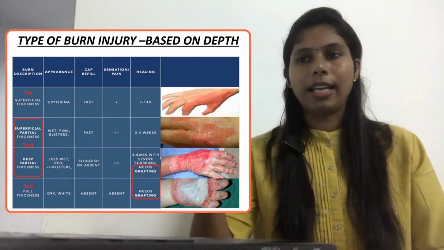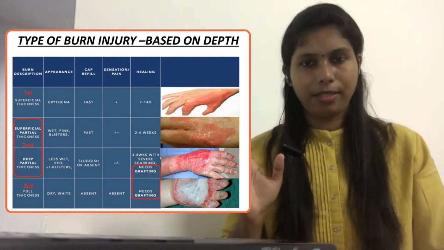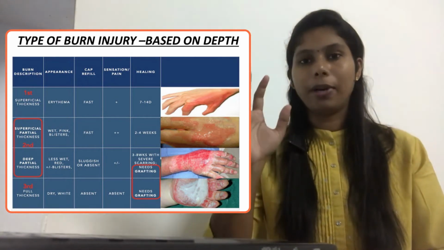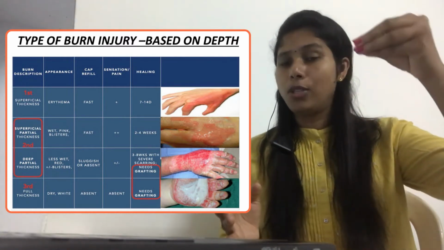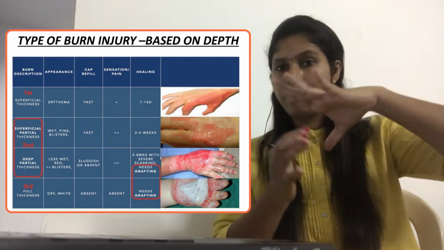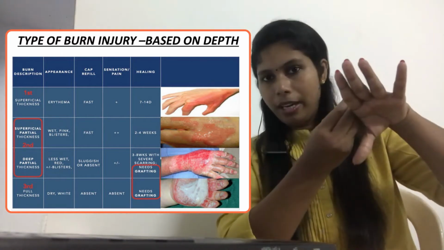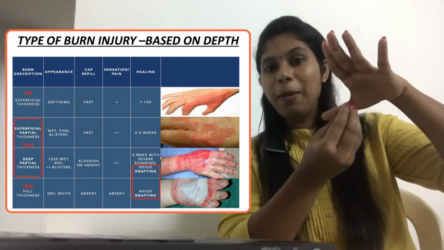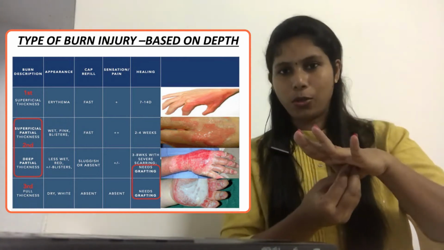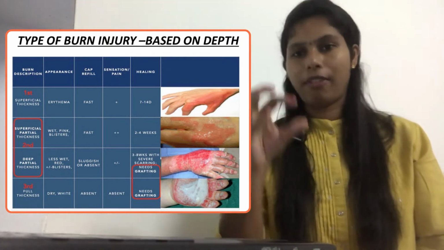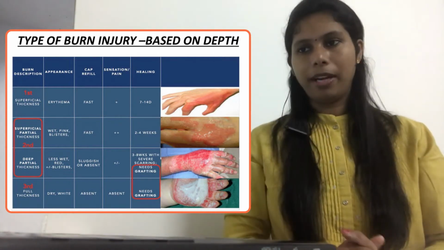Then another category in the second degree is deep partial thickness. Okay, keep it in mind, deep partial thickness. When you hear the word deep partial thickness, before we said superficial partial thickness involves only the epidermis and some part of the dermis, but in deep partial thickness, the epidermis and the deep part of the dermis, which means almost the entire dermis, are affected. So the two layers are completely affected in deep partial thickness of this second degree burn.